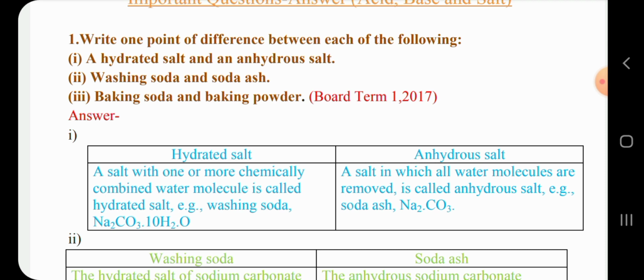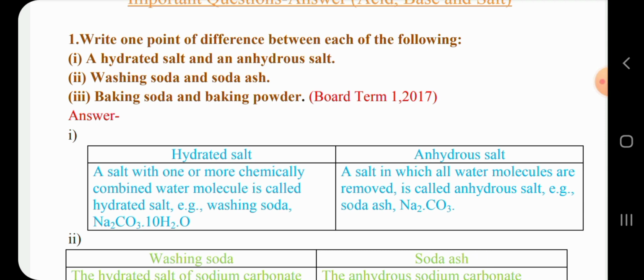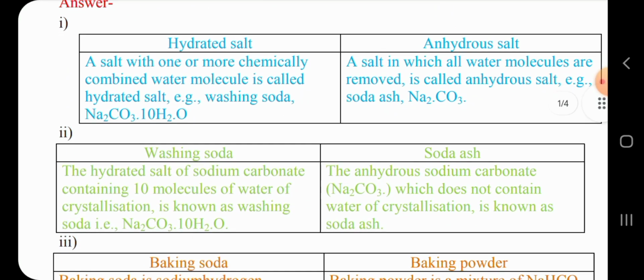Number 1, hydrated salt and anhydrous salt. What is the meaning of hydrated salt? Hydrated salt means the salt which contains crystalline water molecules. The salt which contains crystalline water molecules is known as hydrated salt. For definition, a salt with one or more chemically combined water molecules is called hydrated salt.